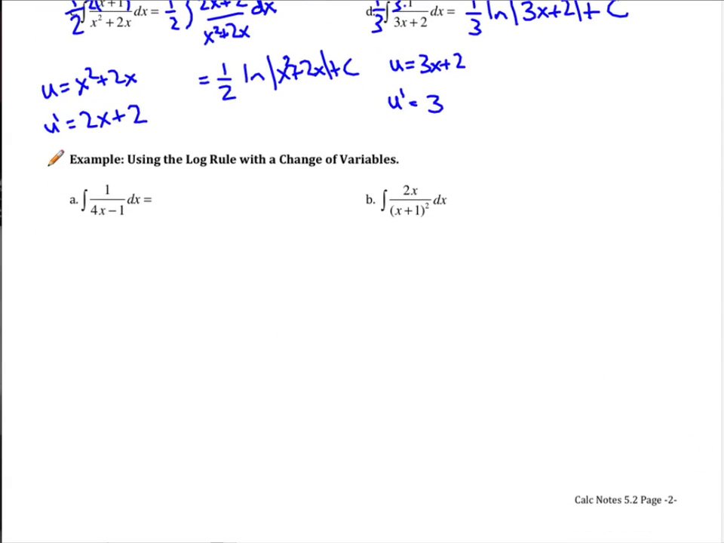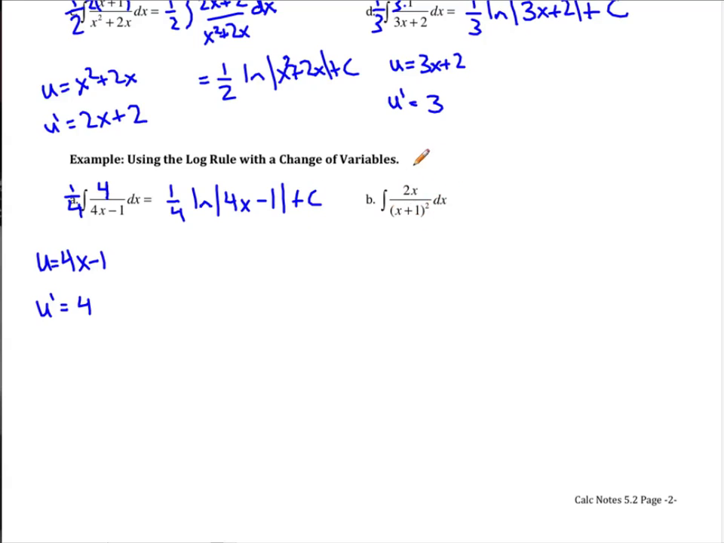All right, next we want to look at an example of using the log rule with a change of variables. And if you'll notice in letter A, this is very much the same as what we just did in the previous example. So if u had been 4x minus 1, u prime would have been 4, and notice we're missing the 4, so we'll add it on the inside and put a 1/4 on the outside, and so we simply go straight to 1/4 natural log of the absolute value of 4x minus 1 plus c.